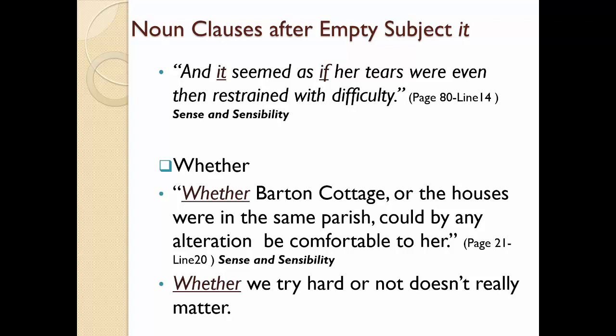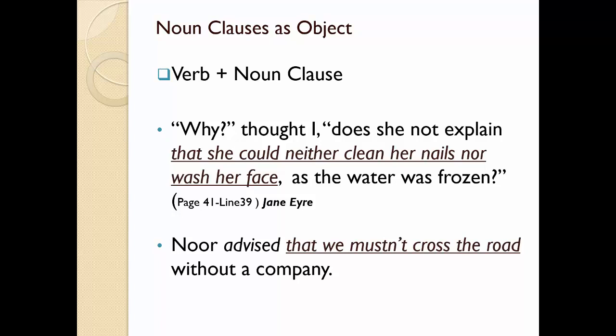Noun clauses as object. You know that the object is whoever or whatever receives the action. So here, noun clauses are taking over the position of an object. We can use a noun clause to express a fact, an idea, and a direct speech, but there must be a verb before the noun clause. Look at these sentences and observe whether it is a fact, idea, or a direct speech.